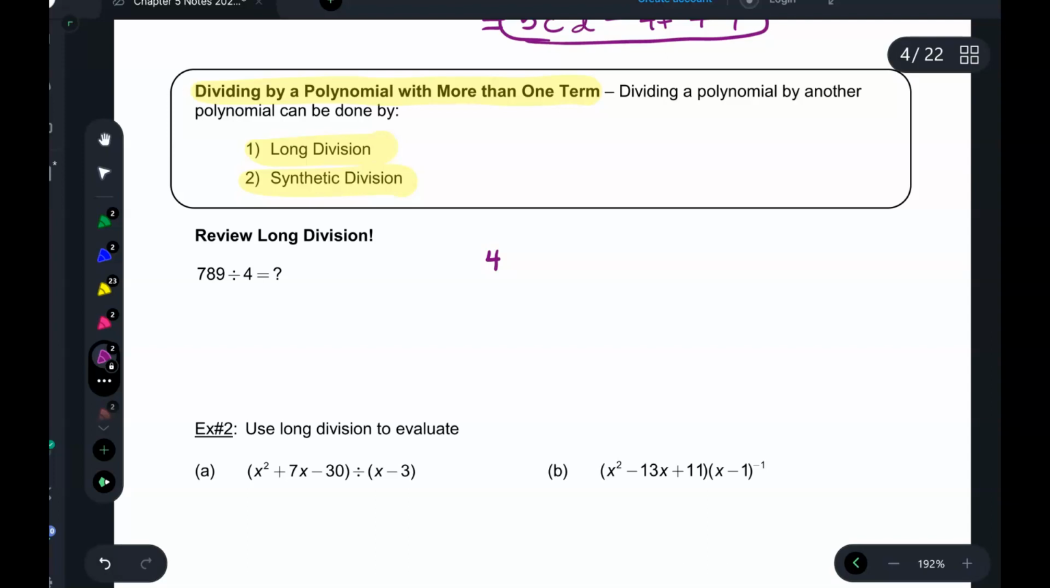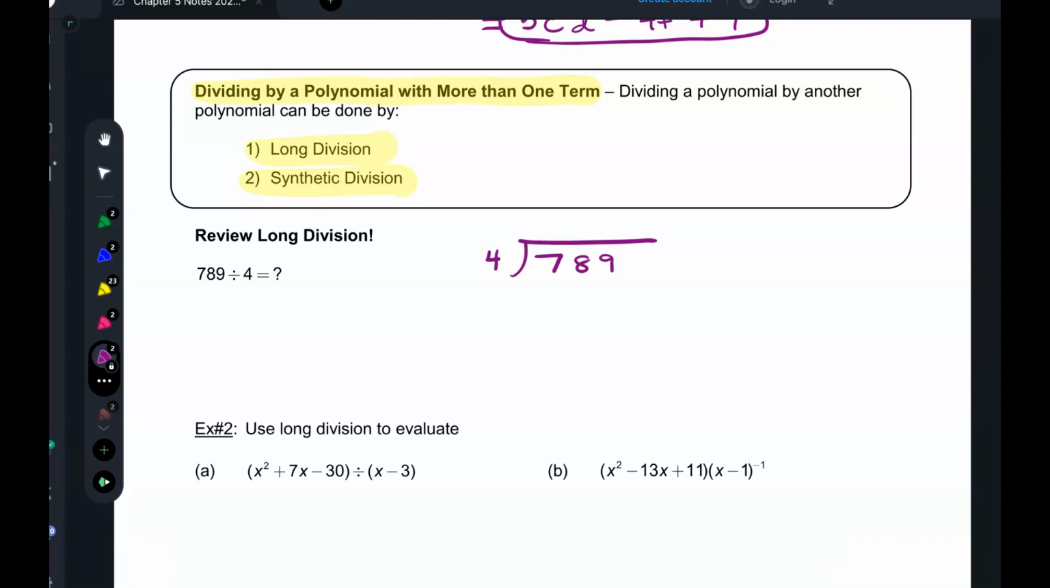So let's divide. Can we just use a calculator? We cannot use a calculator. I mean, you can to check your answers. But the reason I want to review long division is I want to be able to write it out like you have your remainder over what you're dividing by. Okay, so we could do this.